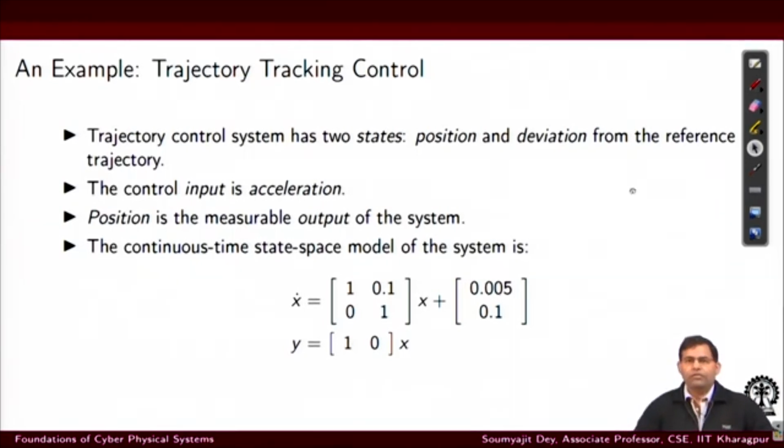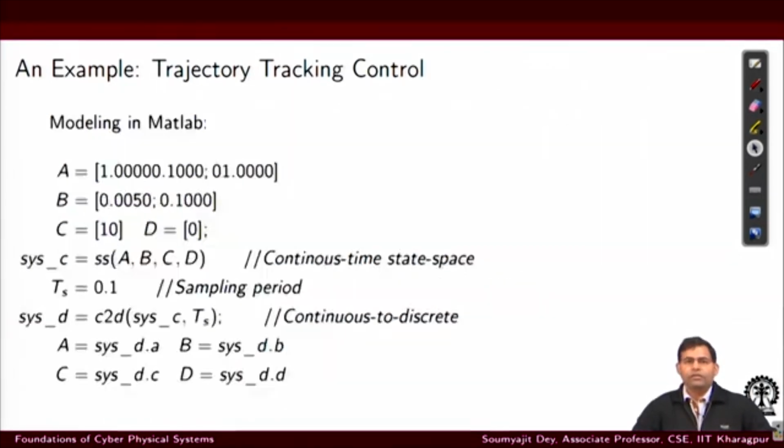is this. It is a well known example you can get in books like Astrom's book and other books which you have referenced earlier. And if you just create this model in MATLAB, you can code it up like this. You can define the ABCD matrices, and then you can generate the continuous state space model. You can choose a sampling period. You can create the discrete dynamics now using this C2D conversion with respect to the sampling period.